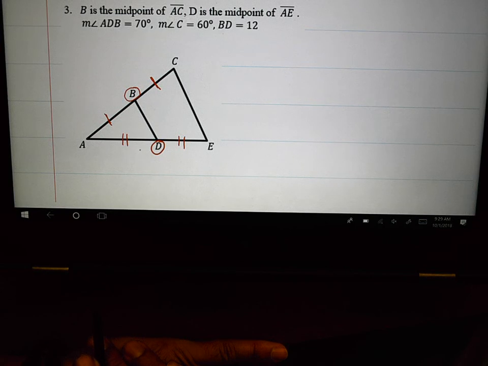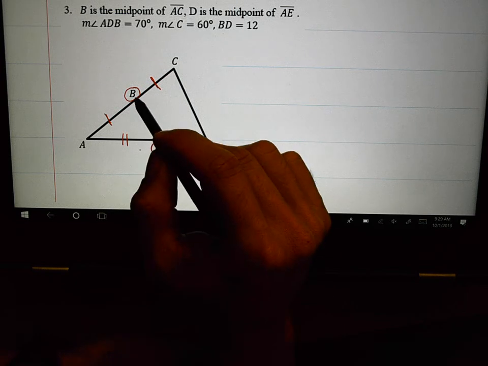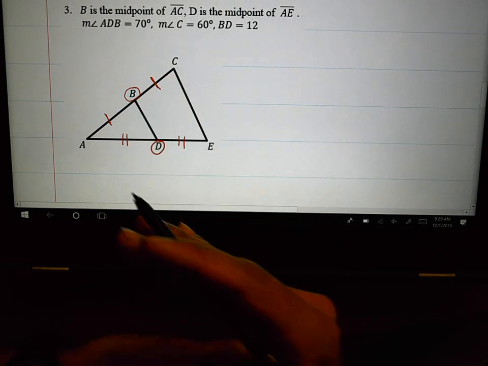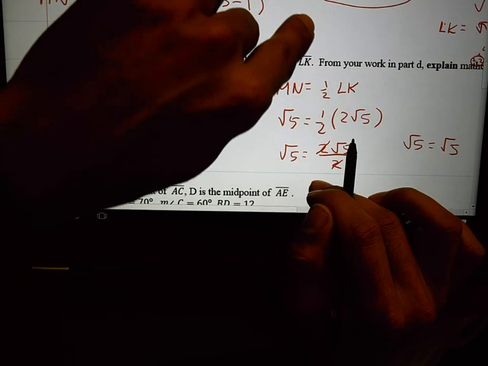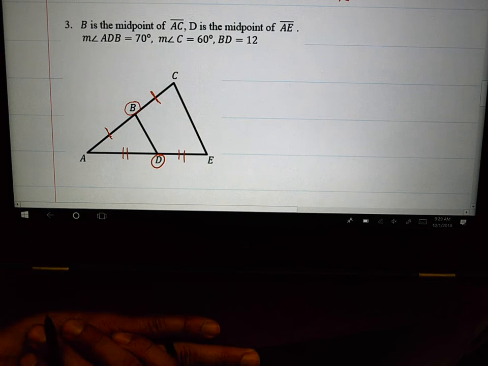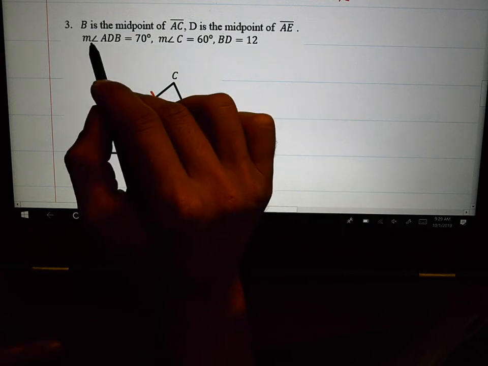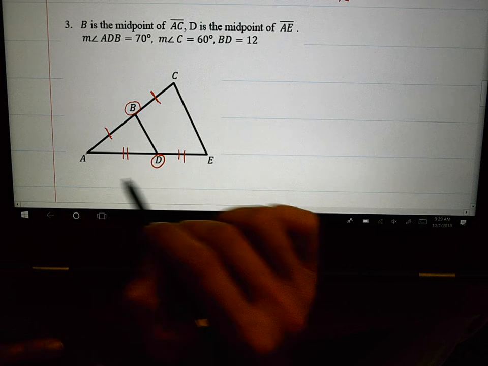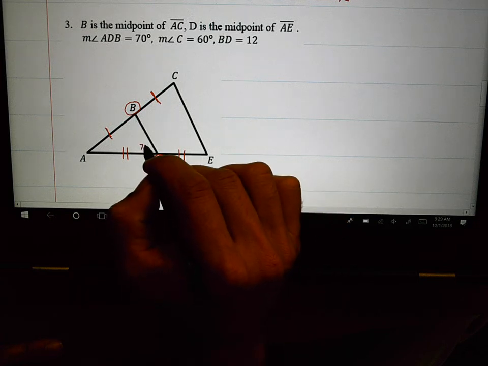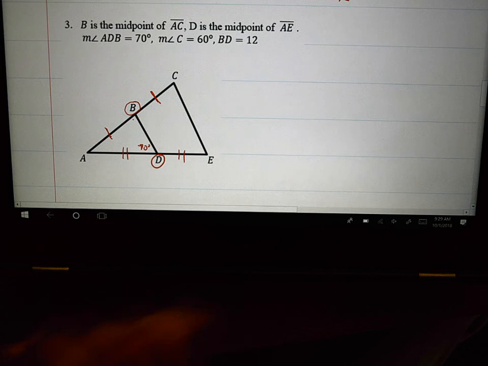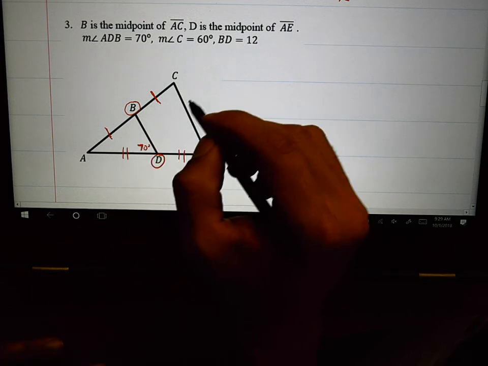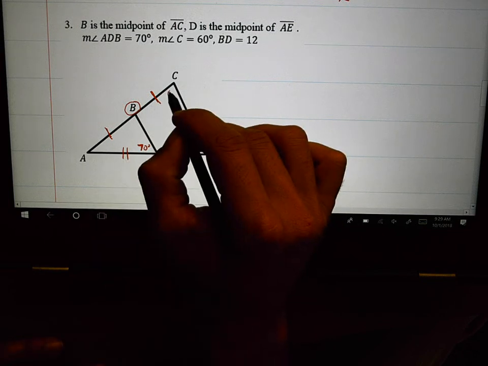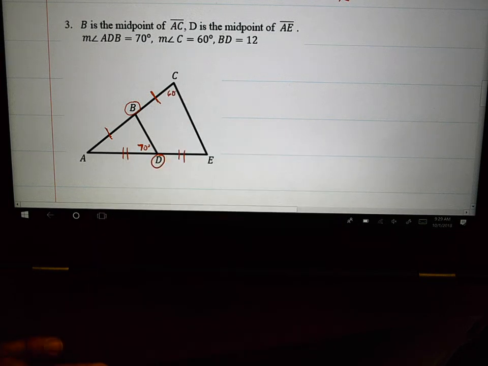And that must mean that this line, segment BD, must be a midsegment of this triangle. And the properties that we figured out for this triangle on number 1 are going to apply here. Let's add a few things. The measure of angle ADB, A, then D, then B is 70 degrees. Let's put the 70 degrees in the right spot, ADB. And the measure of angle C is 60 degrees. And BD is 12.